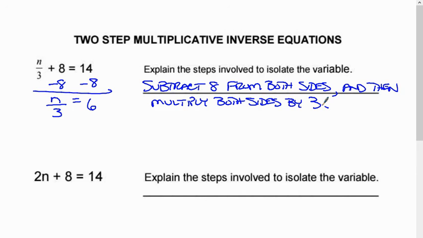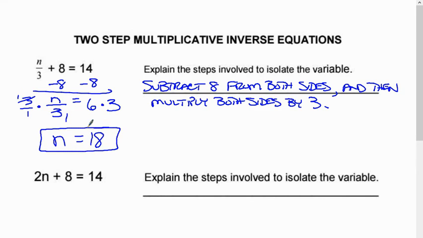On the left-hand side, this looks like a fraction, so I'm going to multiply by 3 over 1, which is the same as 3. And on the right-hand side, I'm just going to write to multiply by 3. On the left-hand side, I've got a 3 and another 3 in the numerator and denominator, so those are just 1s. So this is 1 over 1 times n over 1, which is the same as our 1n. And when we do 6 times 3 on the right-hand side, we see that n is going to have a value of 18.